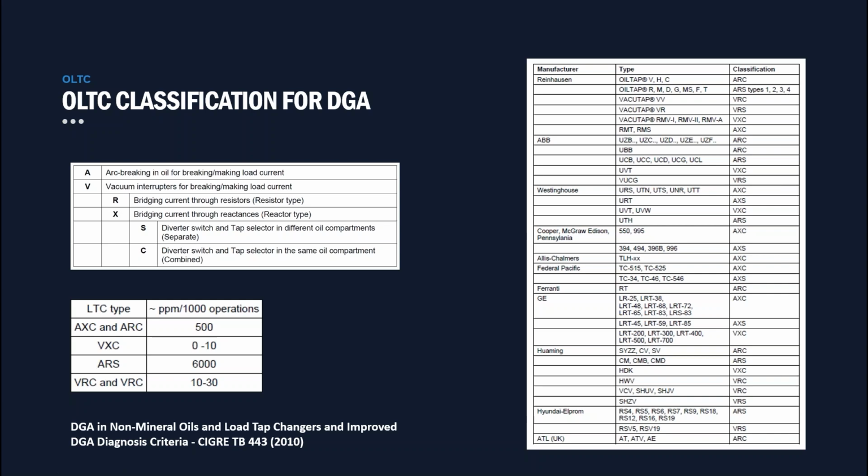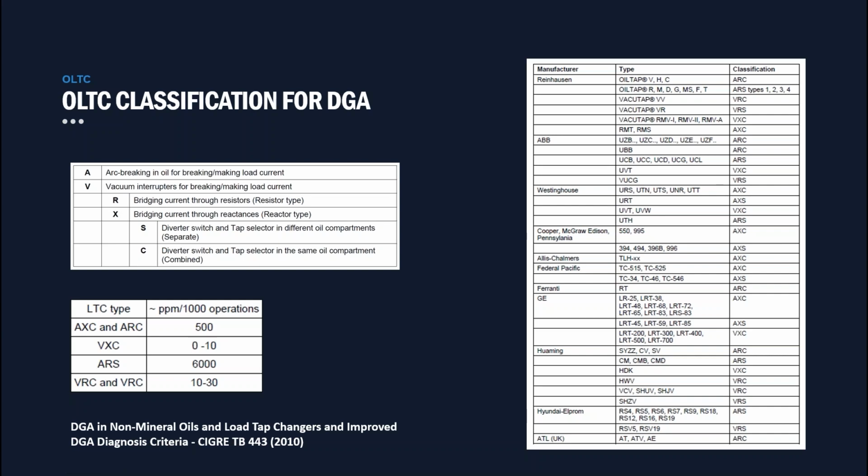And these different modes of operation, according to the different manufacturers and even the models, are why the results are more difficult to interpret than transformer DGA. So we have this classification system to work with, and we also have these useful guidelines to work with, and these outline the rate of gas generation during normal operation per 1,000 operations according to the different types of tap changer. This is documented in this technical brochure from CIGRE, brochure 443.